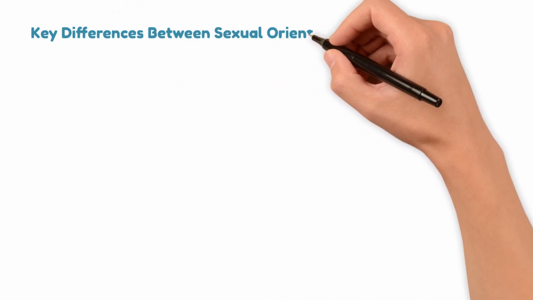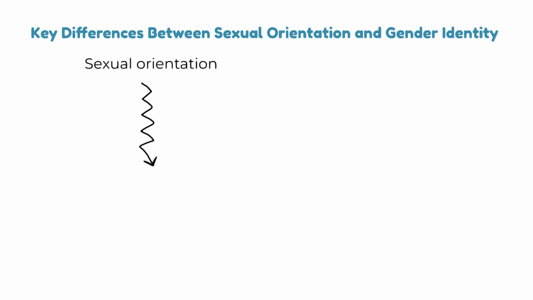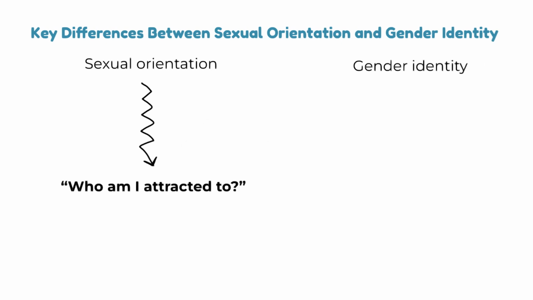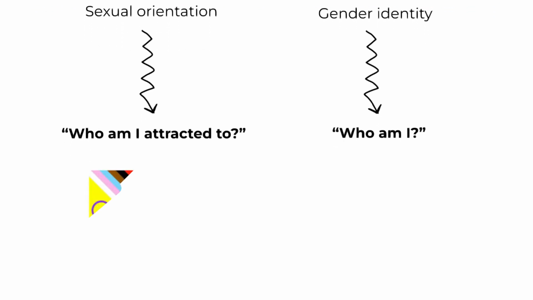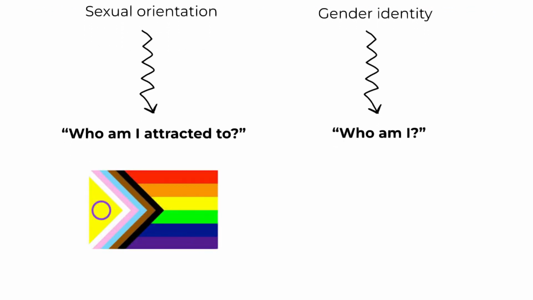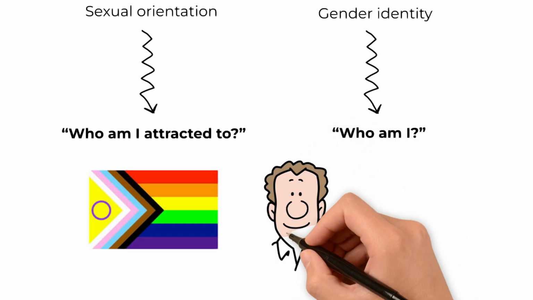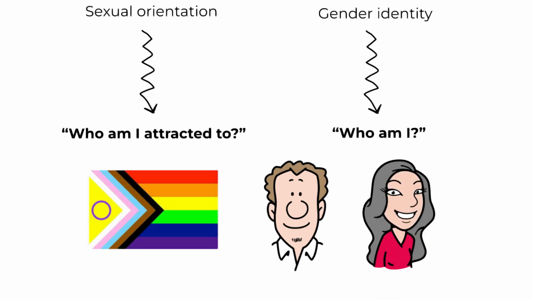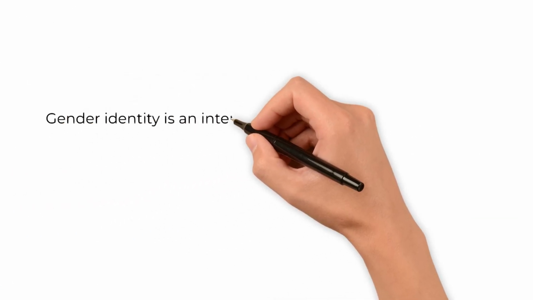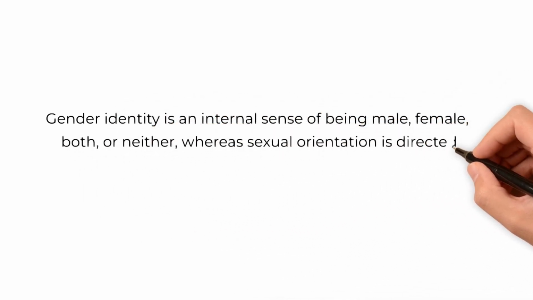Key differences between sexual orientation and gender identity. Sexual orientation answers the question, "Who am I attracted to?" while gender identity answers, "Who am I?" People of any gender identity can have various sexual orientations. For example, a cisgender man can be heterosexual, homosexual, or bisexual, and a transgender woman can have any of these orientations as well. Gender identity is an internal sense of being male, female, both, or neither, whereas sexual orientation is directed toward attraction to others.